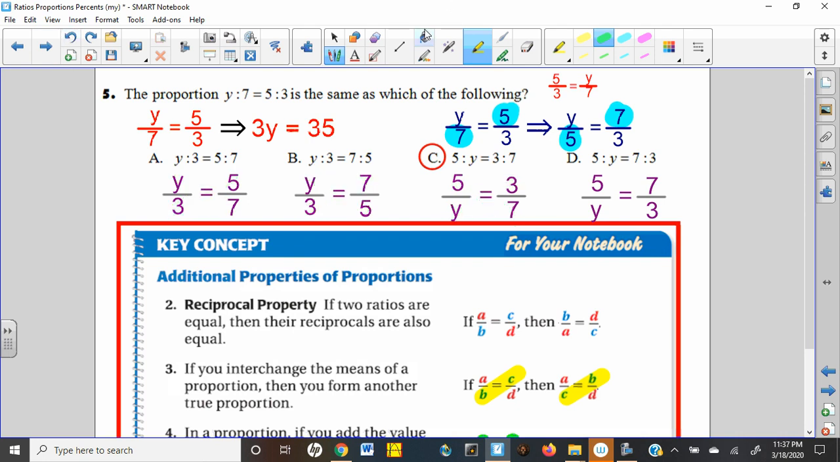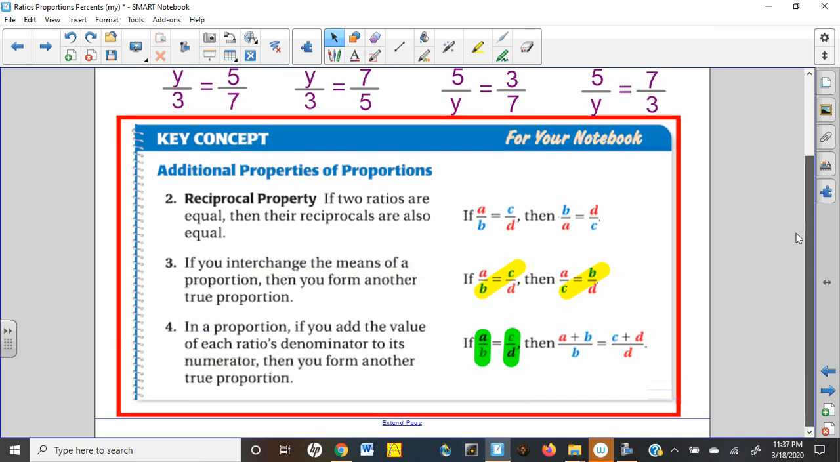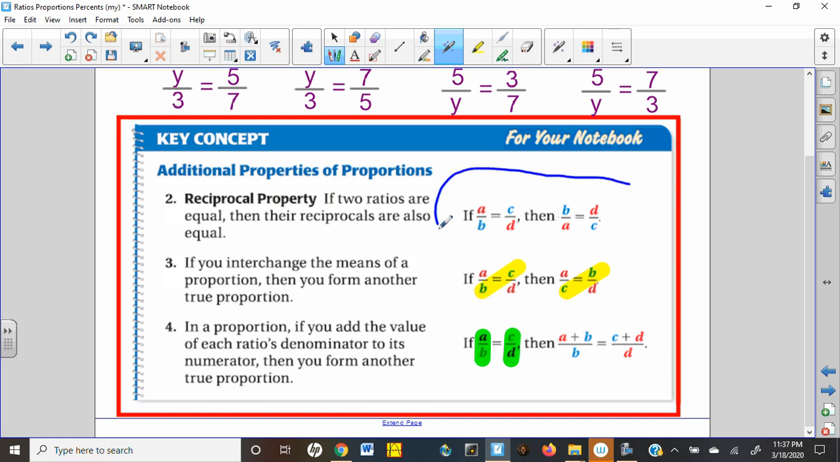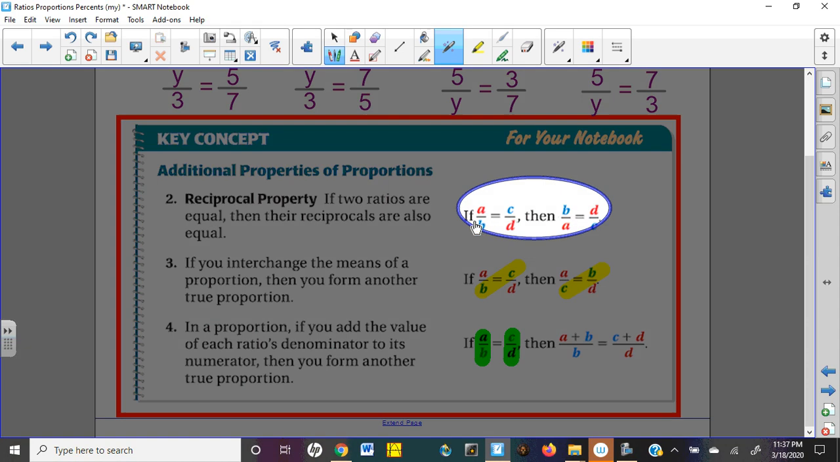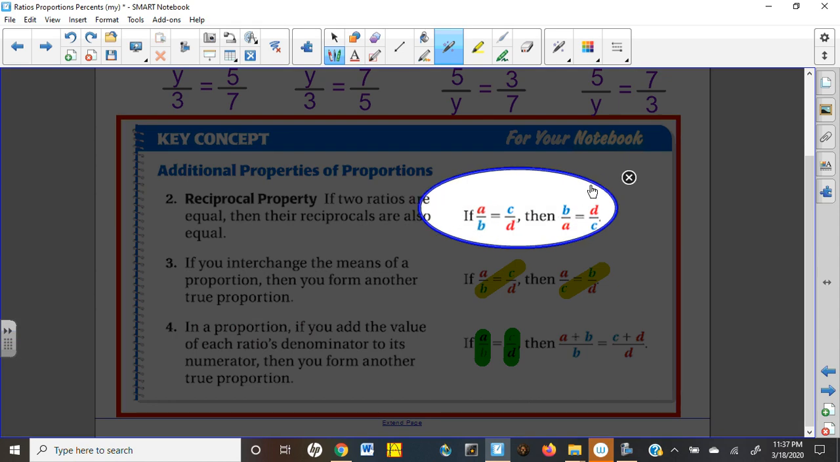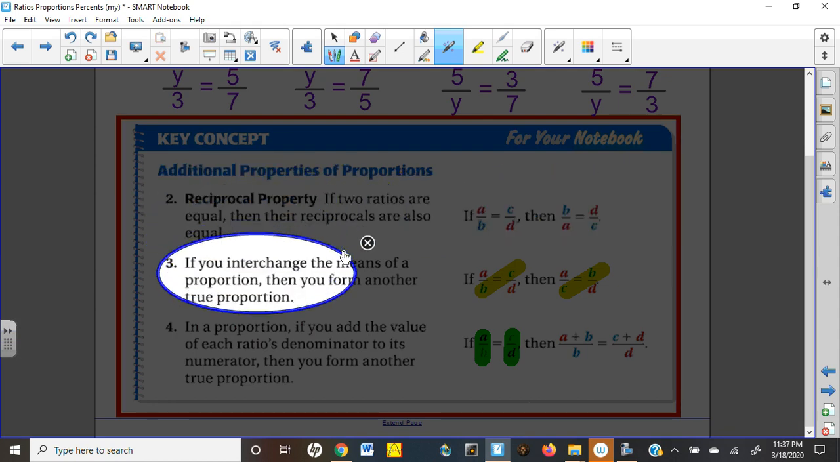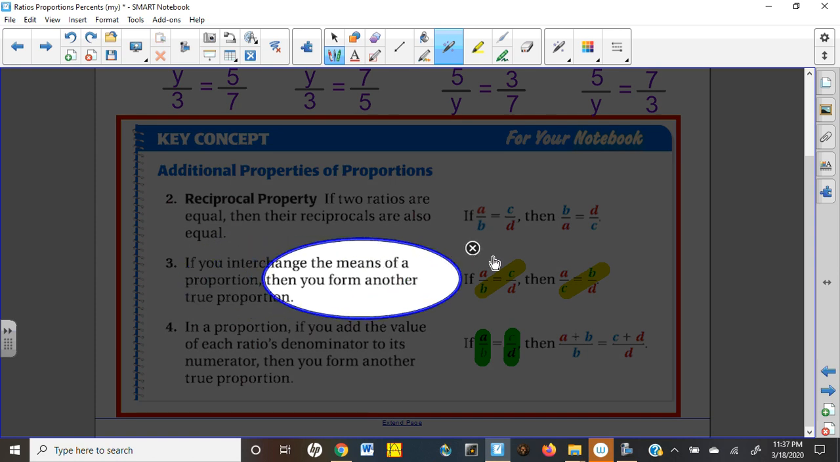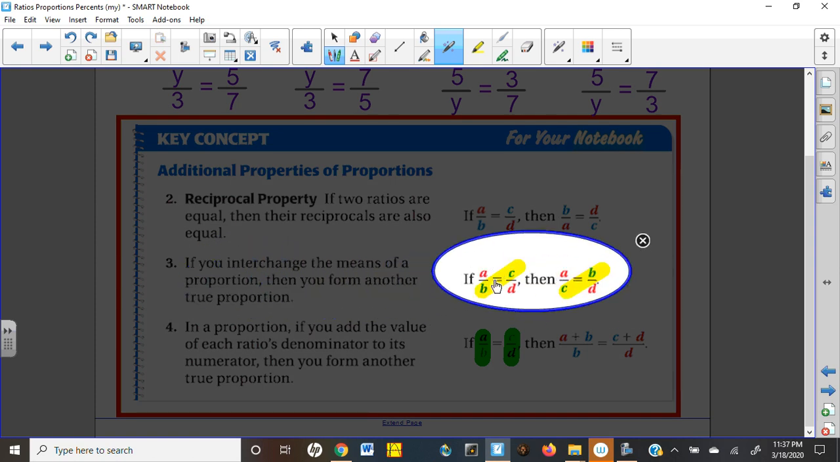Now, there is another way to attack this, especially if you really knew your proportion properties from back in the fall when we were doing similarity. One of them said that if a proportion is true, then the reciprocals of those two ratios would create another true proportion. That was called the reciprocal property. And then another one said that if you interchange the means of a proportion, you get another true proportion. So if I have A over B equals C over D, and I flip the means, which would be B and C, so now it's A over C equals B over D, that's a true proportion.